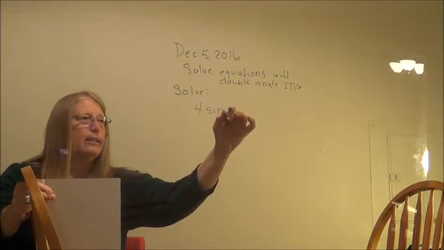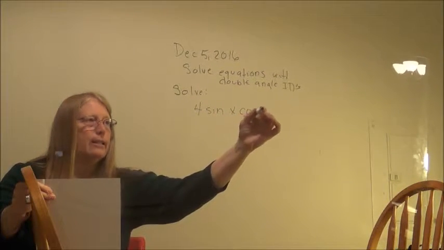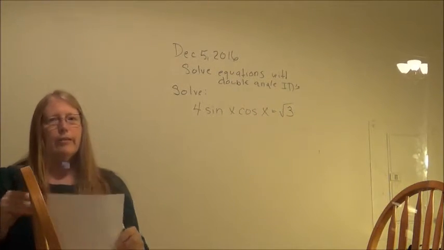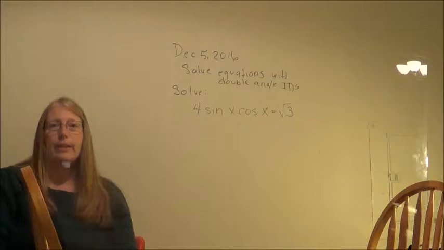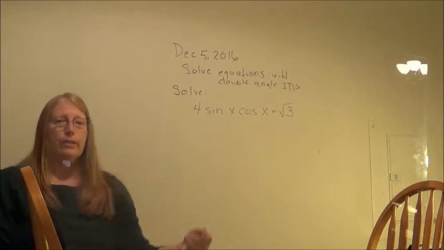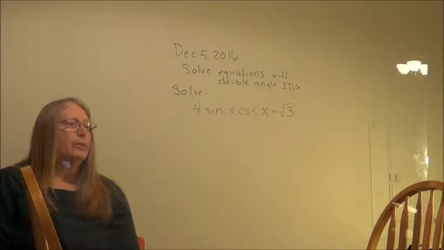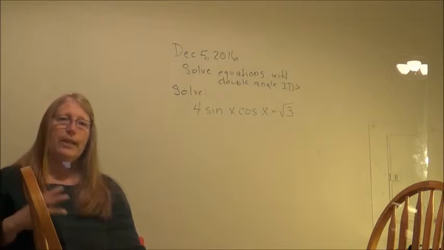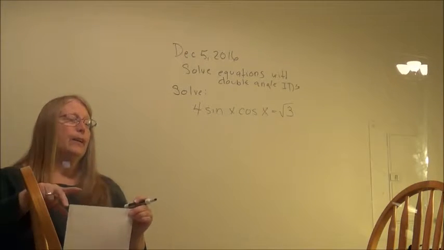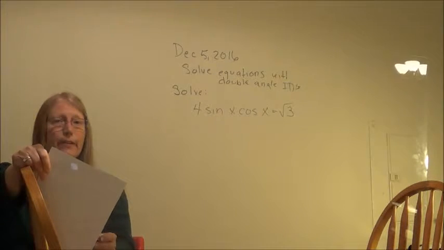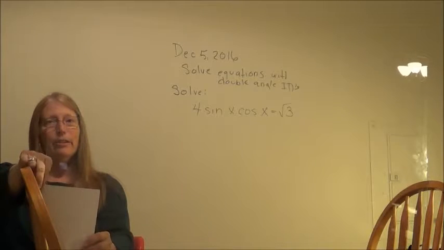4 sine x cosine x equals square root of 3. So right now, you might say, well, I'll set it equal to 0, and I'll just move the square root of 3 over to the left and set it equal to 0. But then there's nothing I can do after that that will cause two branches to appear. There's nothing I could factor, nothing I can do to simplify it any further. So I have to come up with another strategy.